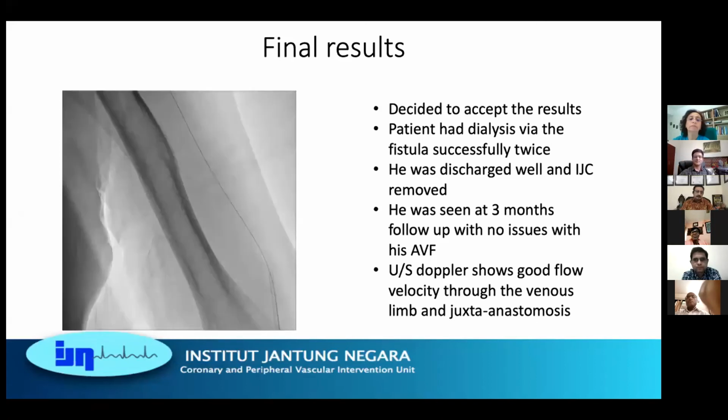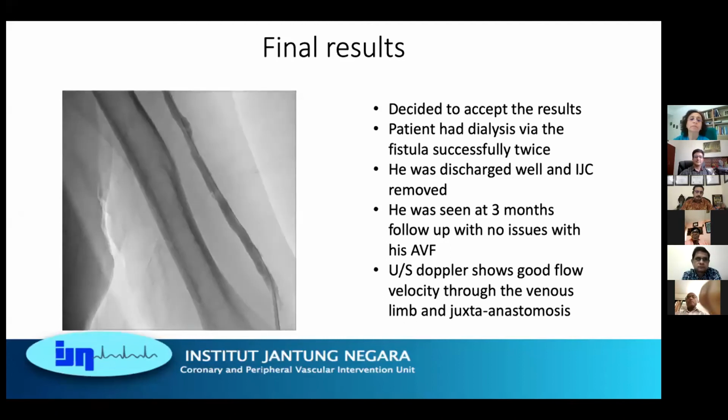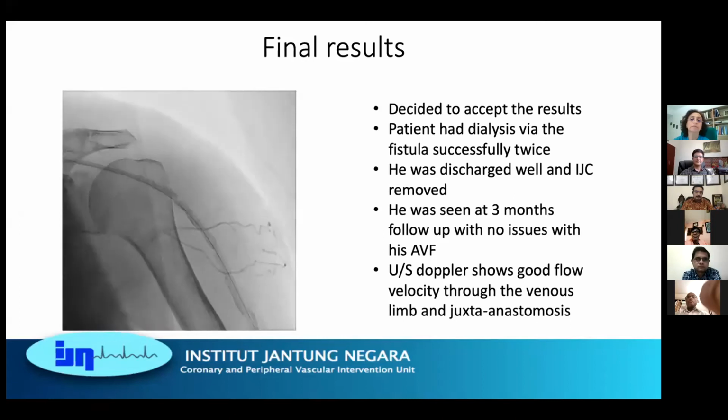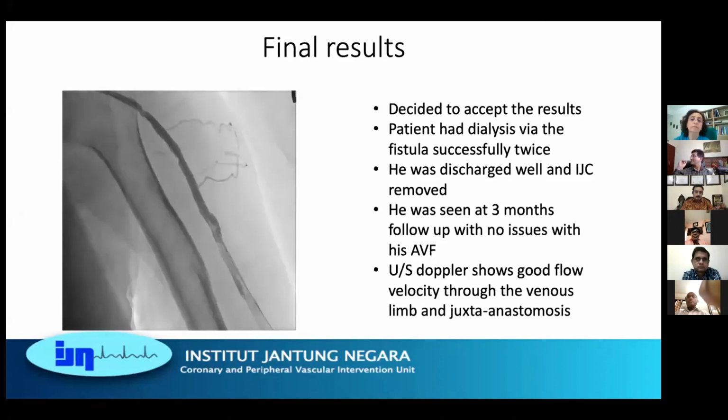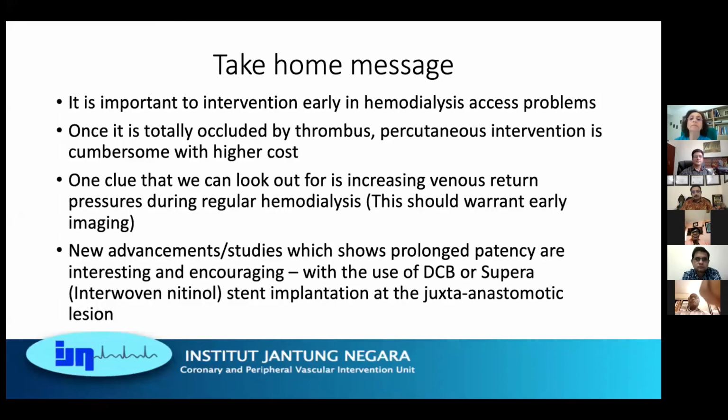With fistula interventions or subclavian vein interventions, what we regularly see is the patient comes back most times within 3 to 6 months, especially with POBA, and they have to do a repeat procedure. So in this case, I think with dialysis access, it's very important to go in early, mainly because if it gets totally occluded by thrombus, and most of the time the venous limb is aneurysmal, you get an extremely large amount of thrombus, and intervention not only becomes cumbersome, but the cost becomes very high.